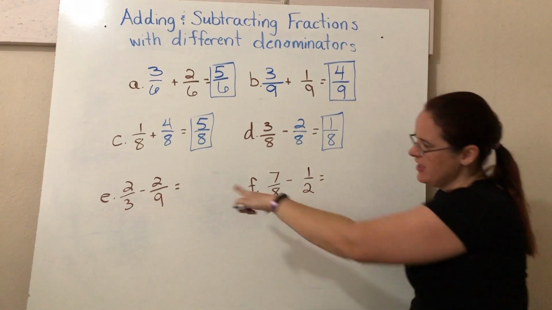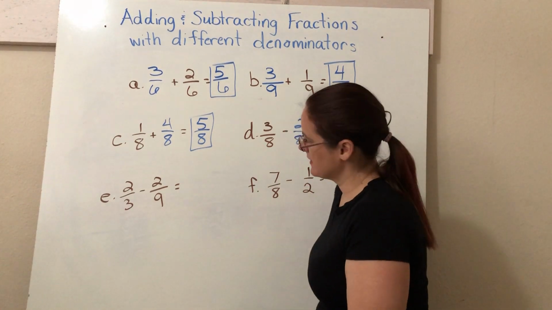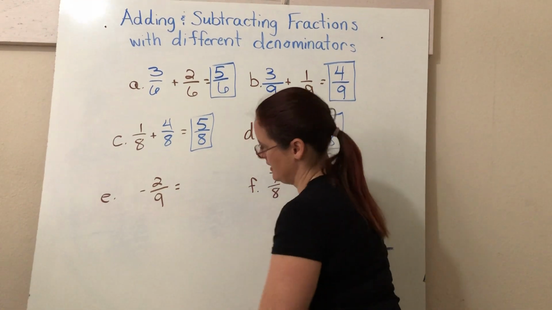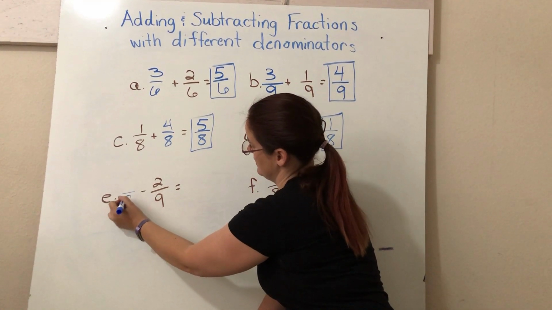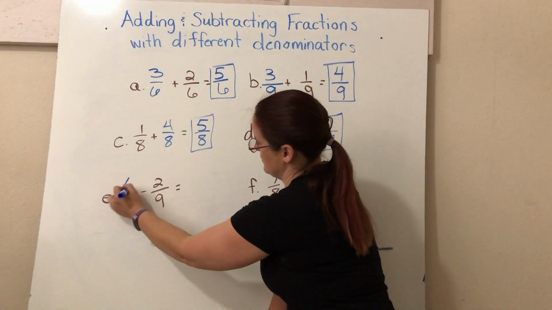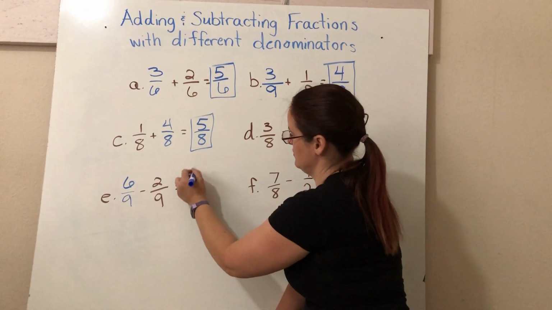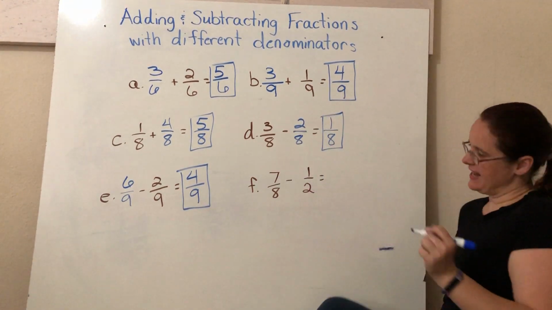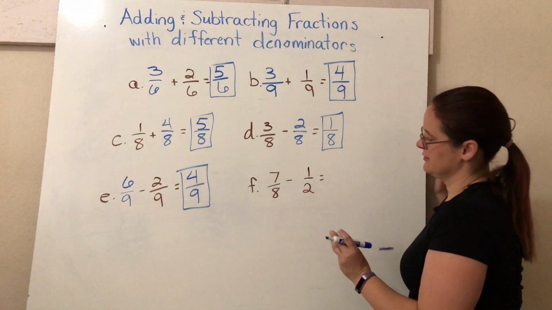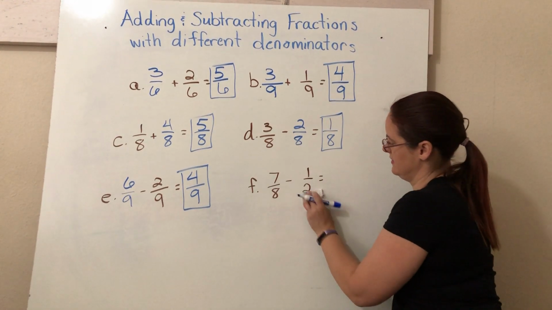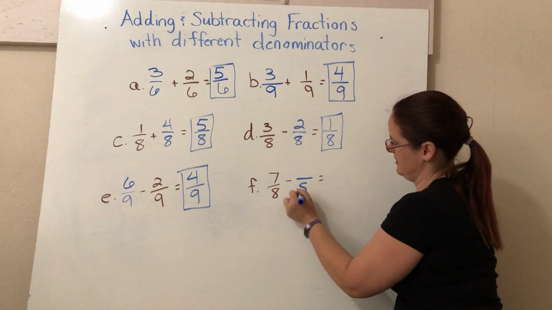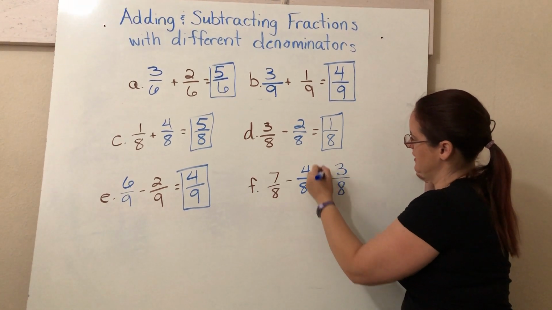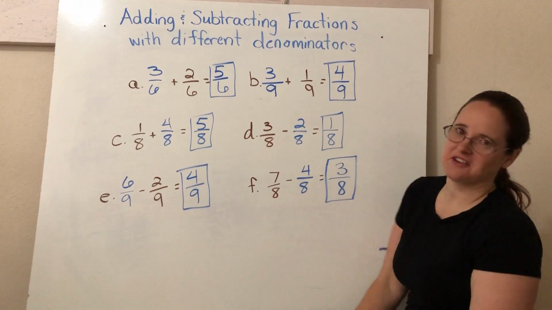Okay? Thirds and ninths, Nyla? Turn the thirds into ninths. So it was 2/3, which means we have 6/9. So 6 minus 2 gives me 4/9. And finally, eighths and halves. The halves have to be turned into 8ths. How many eighths? 4/8. 7 minus 4 is 3. So we have 3/8 as our answer.